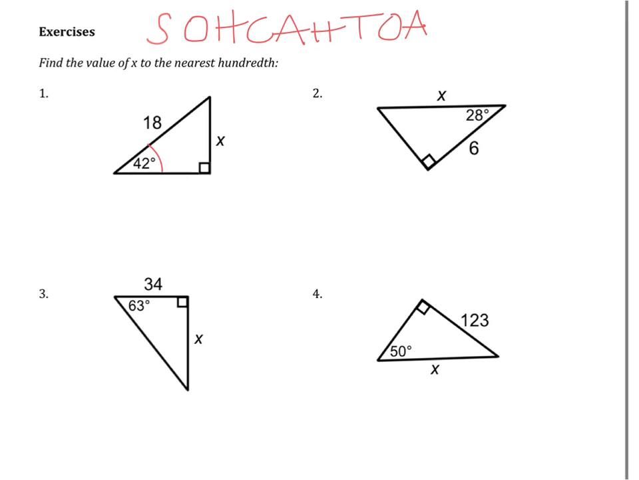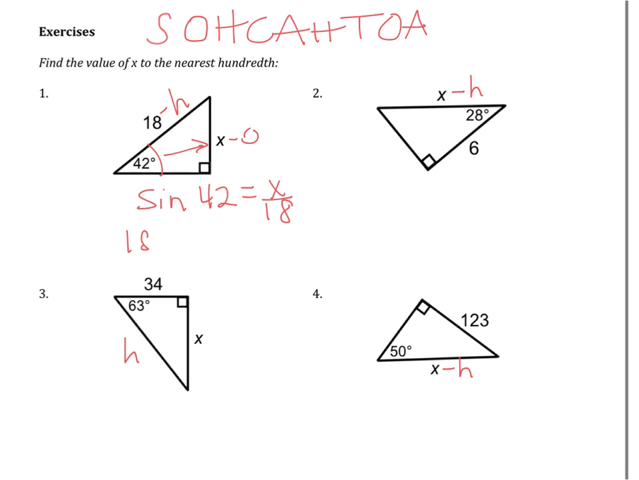Okay, so I have this angle measure of 42. I have the side that's opposite, and I also have the hypotenuse. If you want, go ahead and label every single right triangle. Label the H, so we can distinguish that from the rest. Since I'm looking for the opposite and I have the hypotenuse, I'm using sine. So sine of 42 is equal to x over 18.